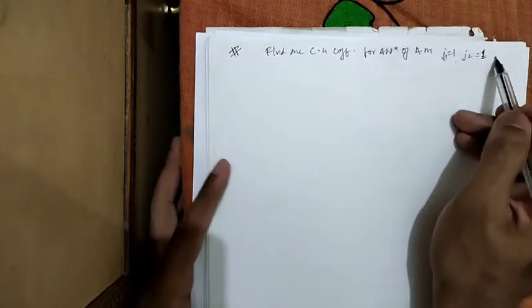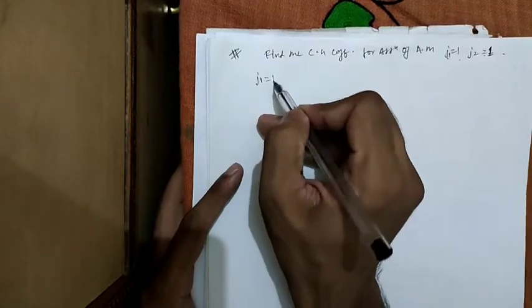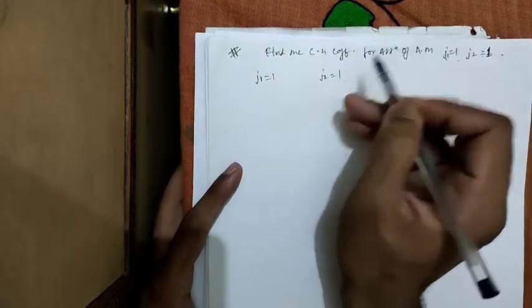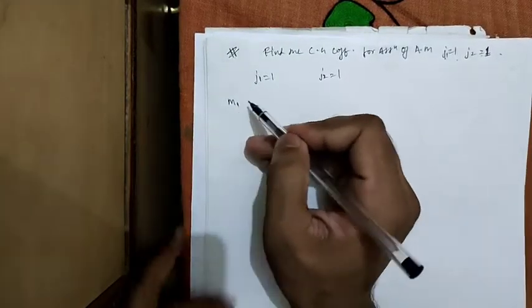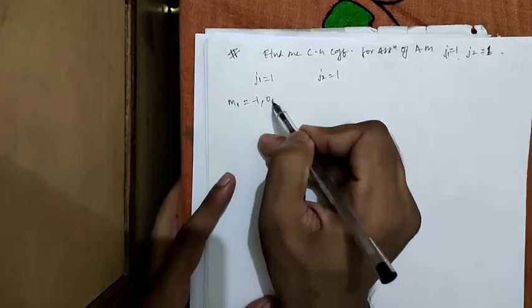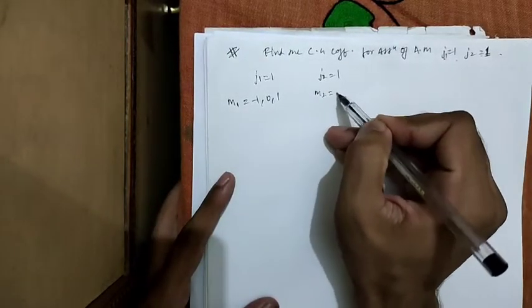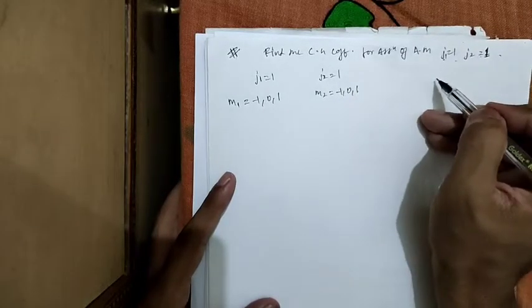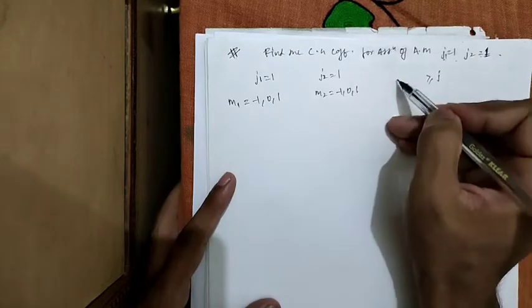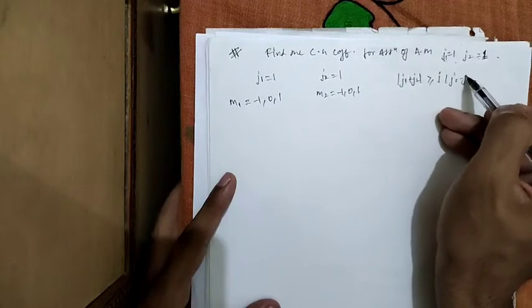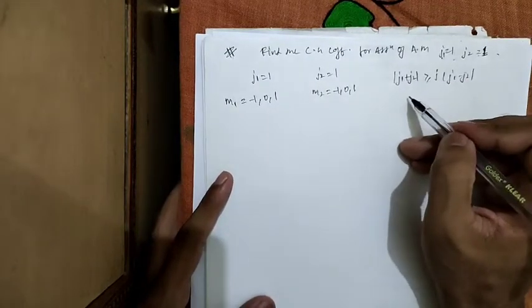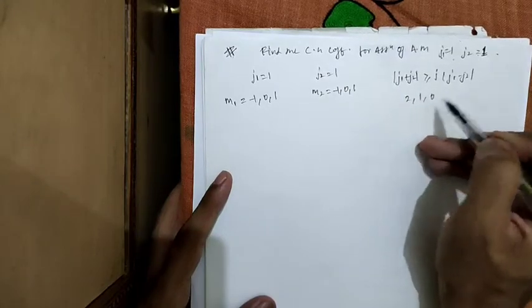Okay, today we will discuss another example on CG coefficient for the addition of angular momentum, J1 equals 1 and J2 equals 1. For J1 equals 1 and J2 equals 1, the value of M lies between minus J and plus J, so M1 equals minus 1, 0 and 1. Same for the value of M2, minus 1, 0 and 1. And the value of J will lie, by the selection rule, between J1 plus J2 and J1 minus J2, so it will be 2, 1 and 0.